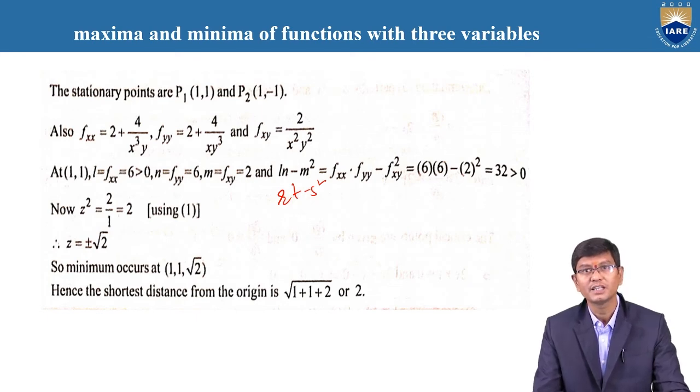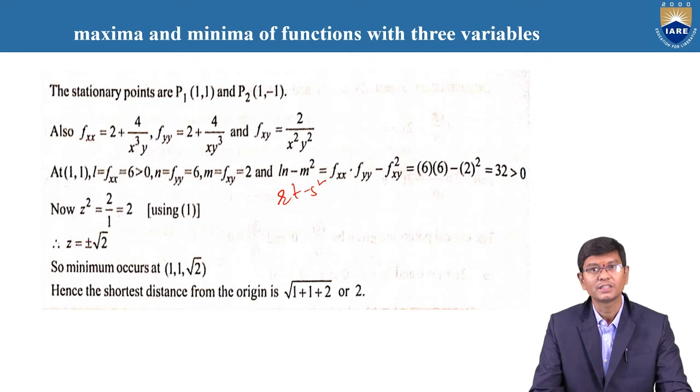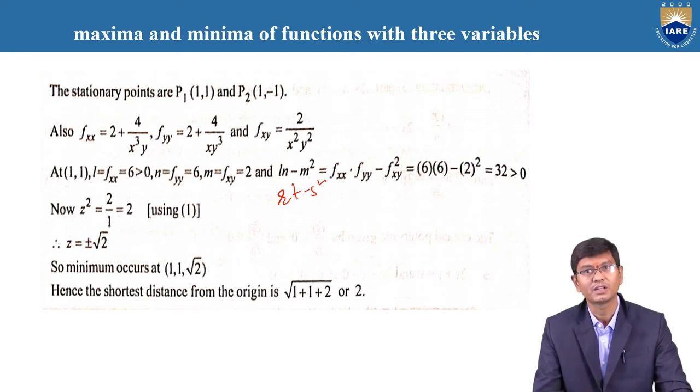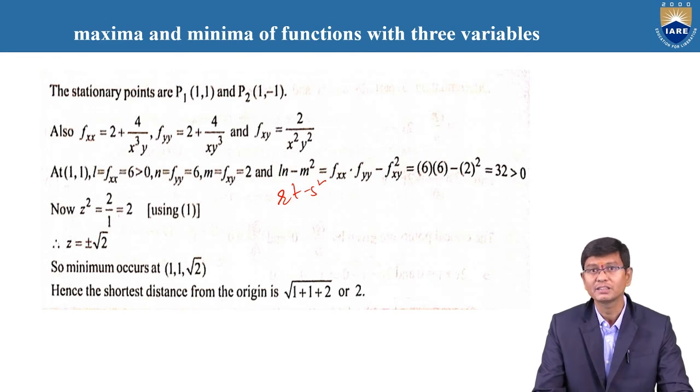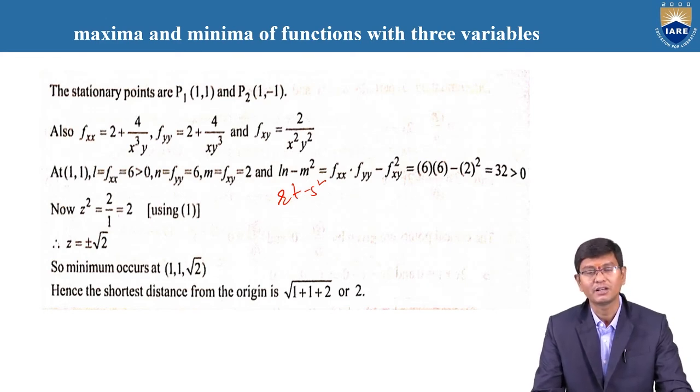And moreover, rt minus s square greater than 0 means the function has an extreme value. But we need to find the shortest distance, which is nothing but the square root of 1 plus 1 plus 2. Otherwise, the total value is 2 only, because of the points (1, 1, -1) or (1, 1, 1), root 2 is the value.